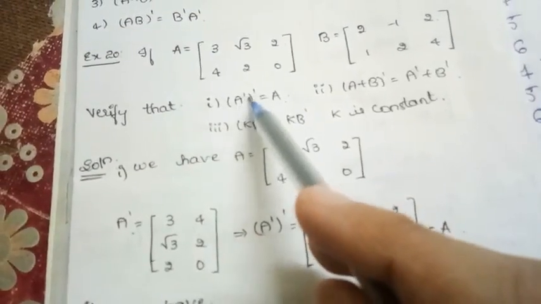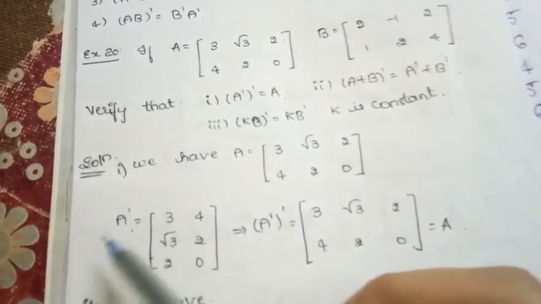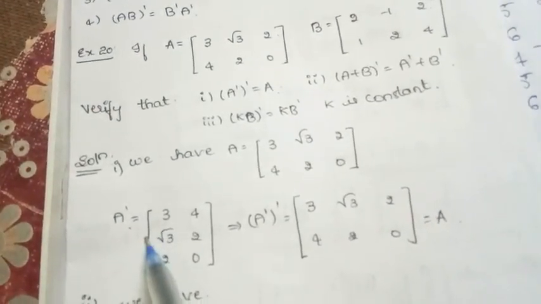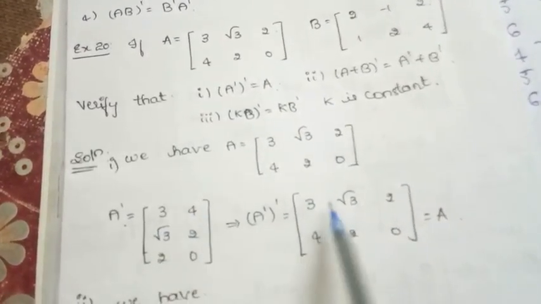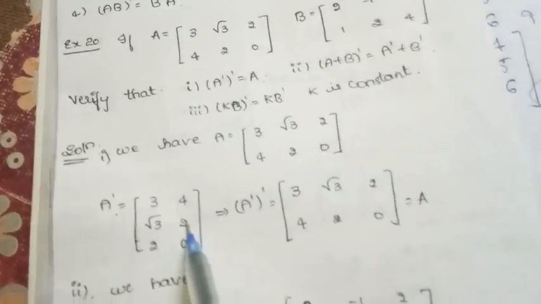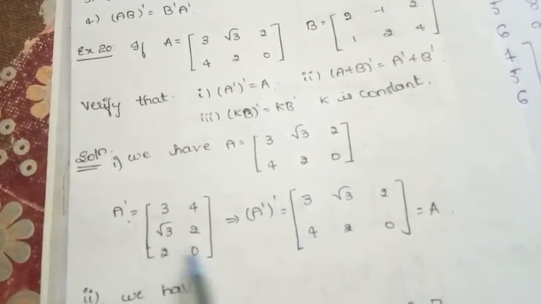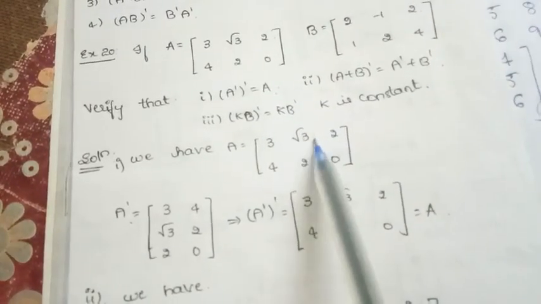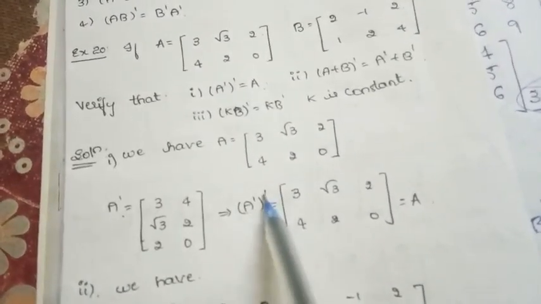What they asked is the transpose of this matrix again, that is (A transpose) transpose. So again transposing this matrix is nothing but interchanging its rows into columns. So 3, 4, this row becomes a column. Root 3, 2 becomes our second column. 2, 0, the third row becomes the third column. So again this matrix is nothing but our given matrix A. So we have verified that (A transpose) transpose is equal to A.